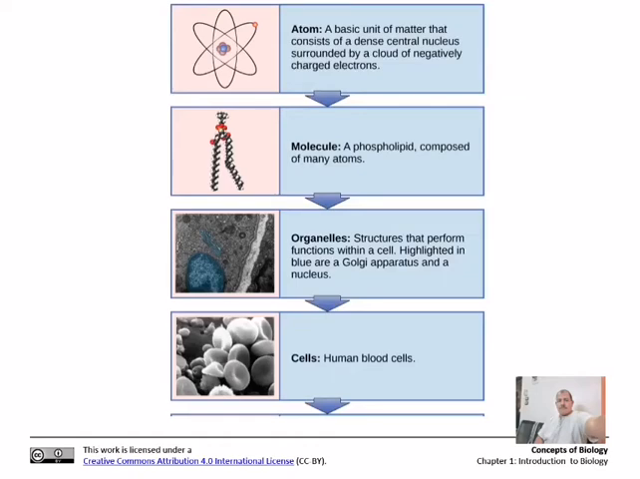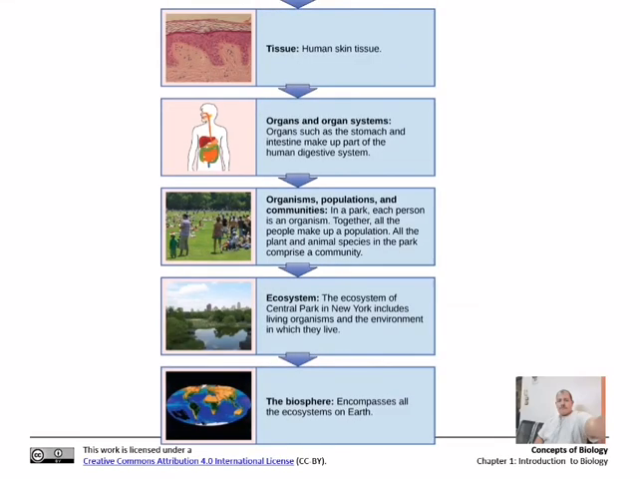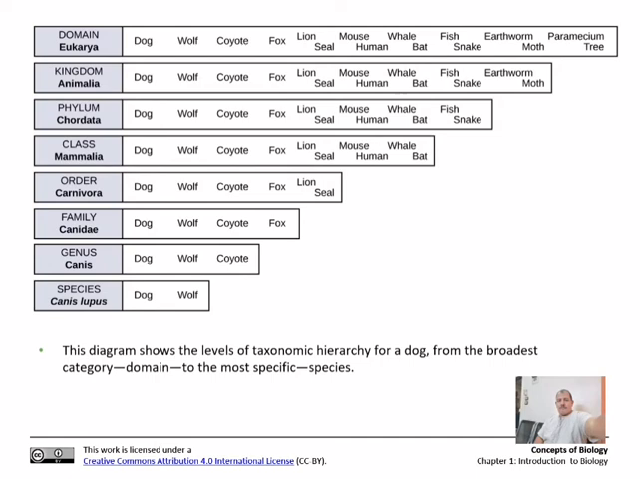The organs and organ system. Organs such as the stomach and intestine make up part of the human digestive system. Organisms, populations, and communities in a park. Each person is an organism. Each of us is an organism. Together, all the people make up a population. All the plant and animal species in the park comprise a community. Ecosystem. The ecosystem of Central Park in New York includes living organisms and the environment in which they live. The biosphere encompasses all the ecosystems on Earth.